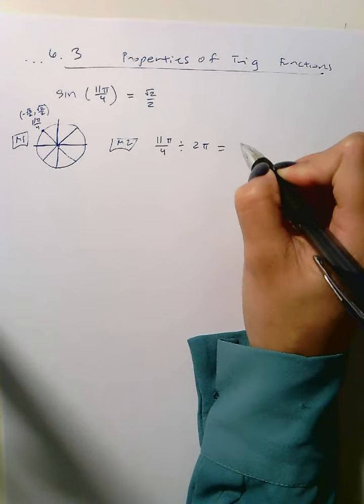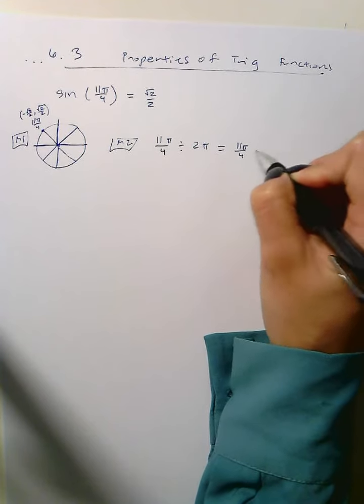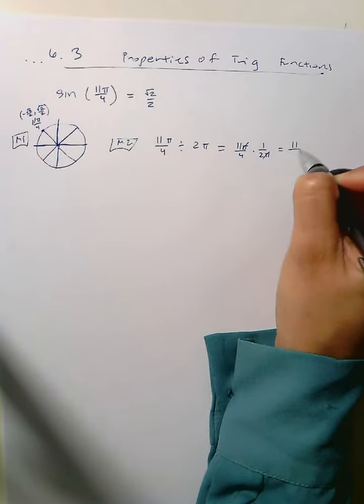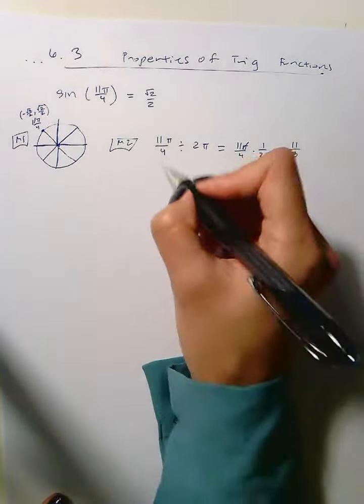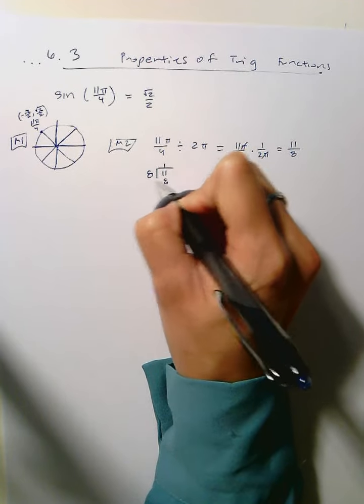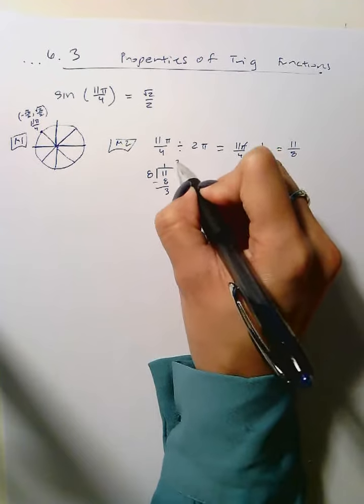So this is equal to 11 pi over 4 times 1 over 2 pi. So the pi's are going to cancel, you get 11 over 8. So you take this 11 over 8 and you divide. So 11 divided by 8, this gives me a 1. 8 times 1 is 8. Subtract, you get a 3. So it's 1 and 3/8.